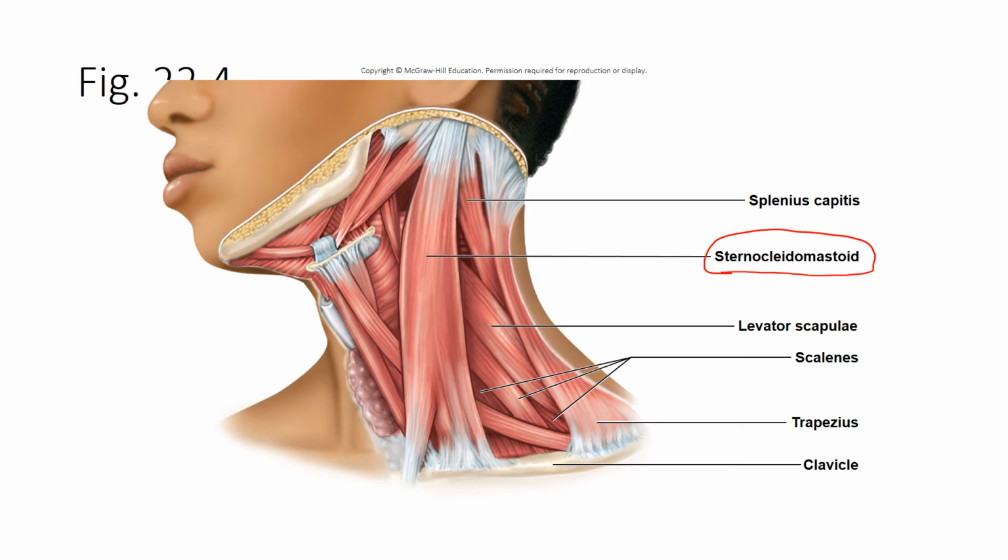Okay, and this is the splenius capitis muscle again. And this muscle here is called the scalene muscle, actually important too. You have anterior, medial, and posterior. And this will be the trapezius muscle. And of course, this is the clavicle. We're going to talk more about this.